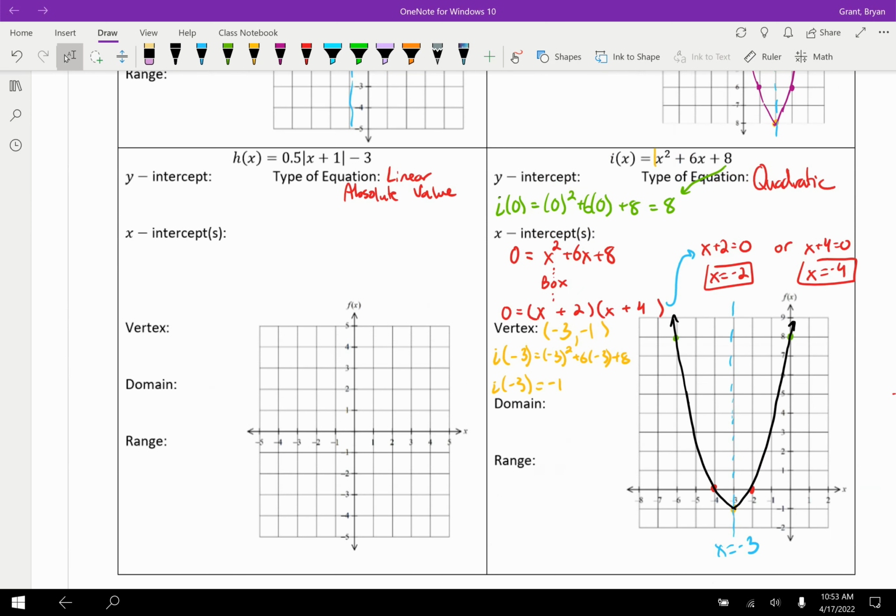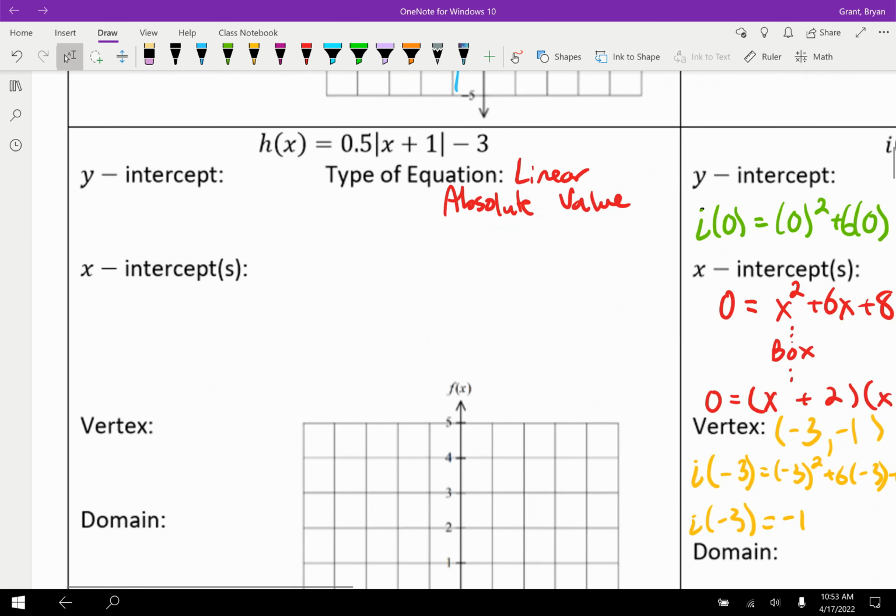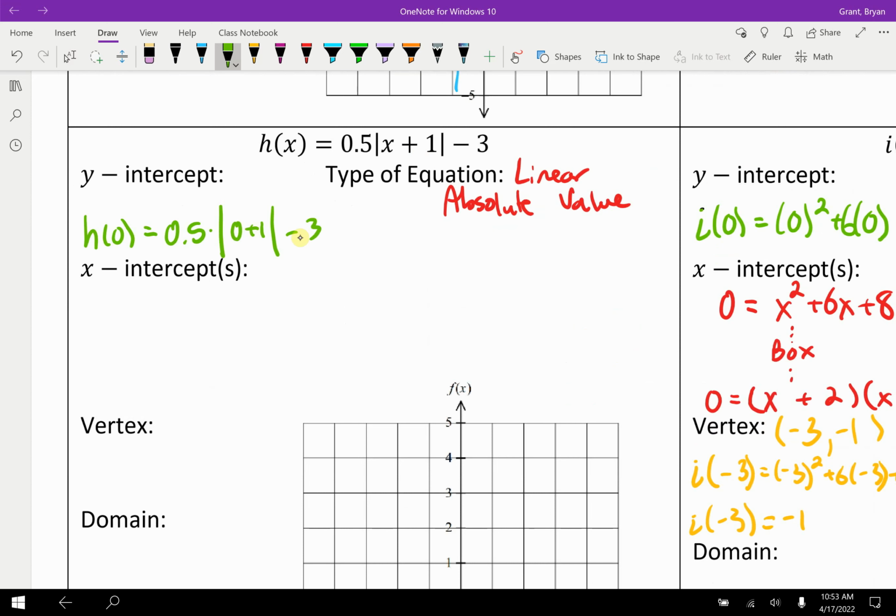So, absolute value-wise, there's a little bit you guys will need to remember. And again, if you want to start on the quadratics and come back and listen to this, that's totally fine. But here we go. First things first, the y-intercept is still found the exact same way. So when I find the y-intercept, we're just going to do h of 0, okay? 0.5 times the absolute value of 0 plus 1 minus 3.